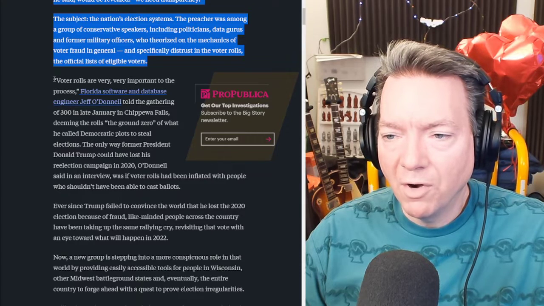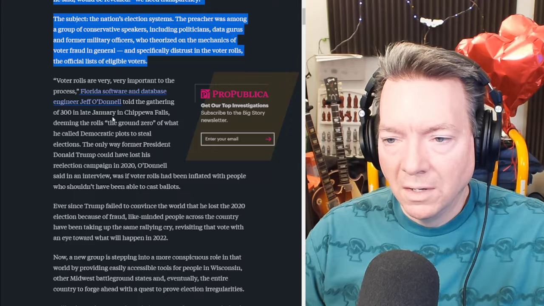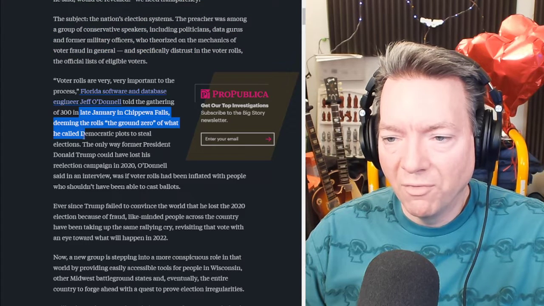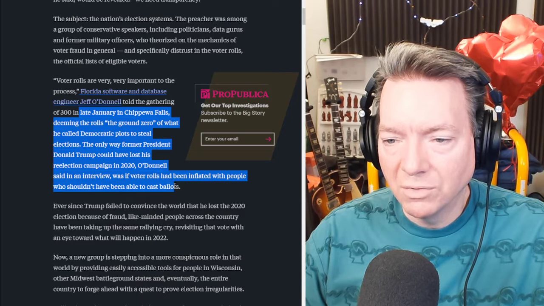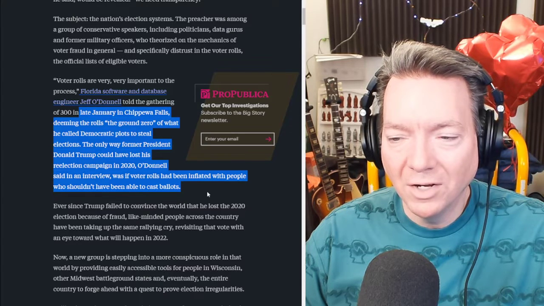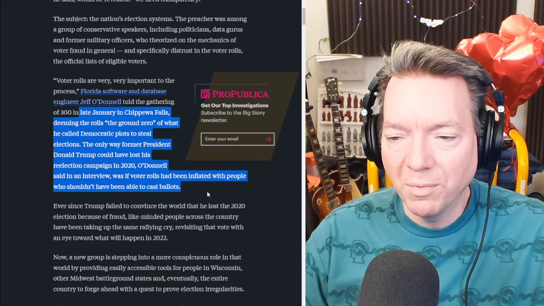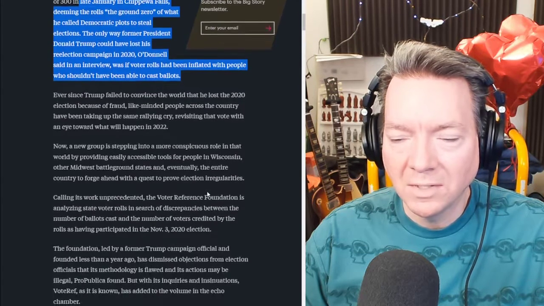Well, voter rolls are very, very real and very important to the process. In late January in Chippewa Falls, deeming the rolls ground zero for what he called Democratic plots to steal elections. The only way former President Donald Trump could have lost his re-election campaign in 2020, O'Donnell said, is if voter rolls had been inflated with people who shouldn't have been able to cast ballots.